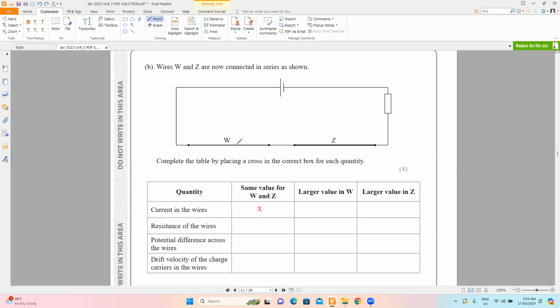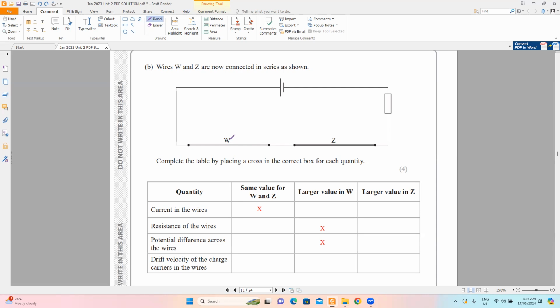And since this is thinner, resistance equals rho L by A. Since it has a smaller area, it has a greater resistance. So W has a greater resistance. And in a series circuit, the greater the resistance, the greater is the potential difference. So potential difference across W will be greater.